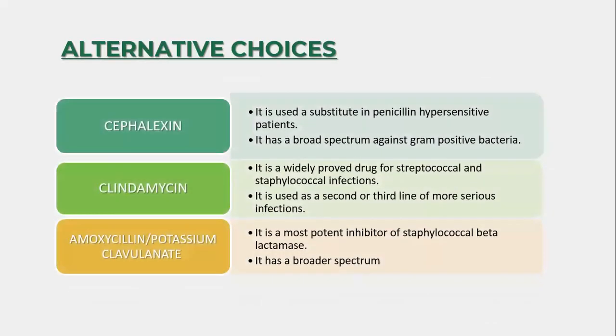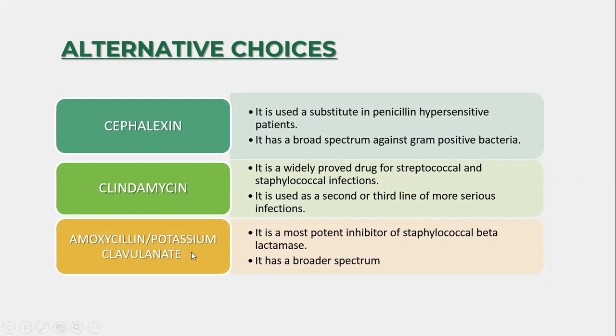Alternative choices of cloxacillin could be cephalexin. Cephalexin belongs to the cephalosporin class and it is a substitute in penicillin hypersensitive patients. It has a broad spectrum against gram-positive bacteria. Clindamycin is a widely proved drug for streptococcal and staphylococcal infections. It is used as a second or third line of more serious infections.